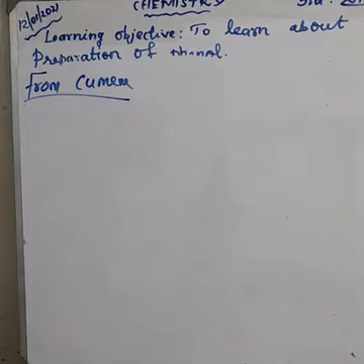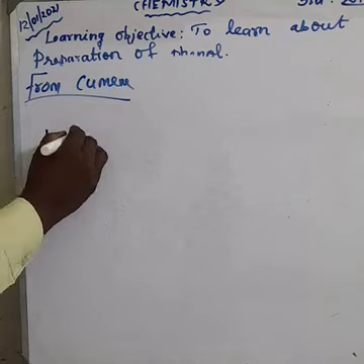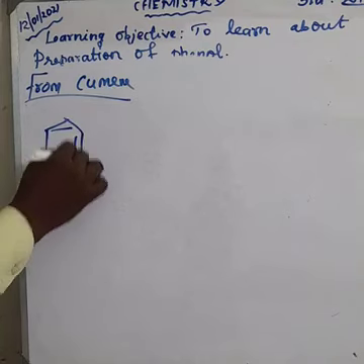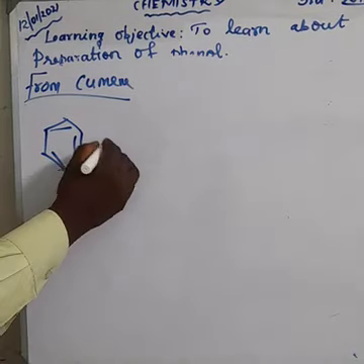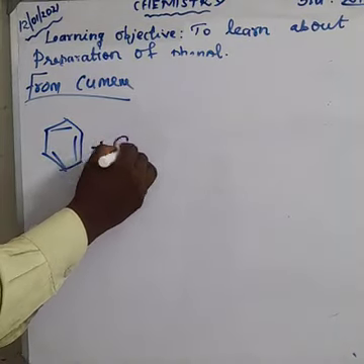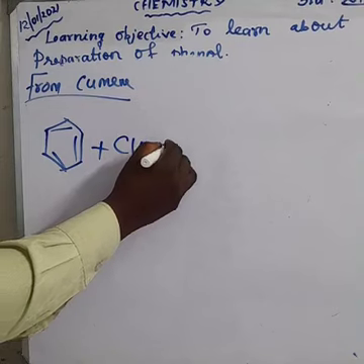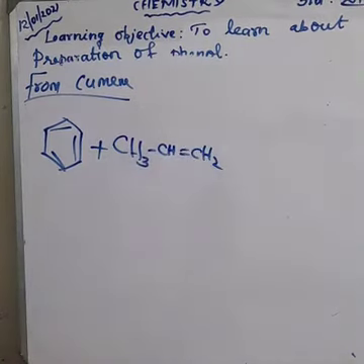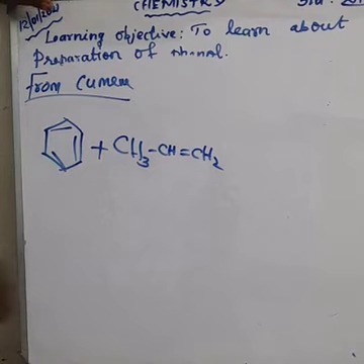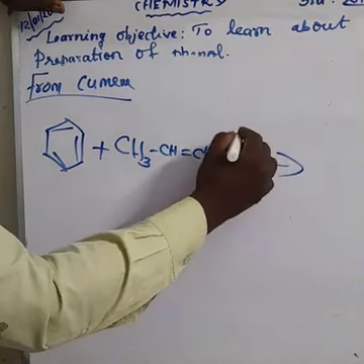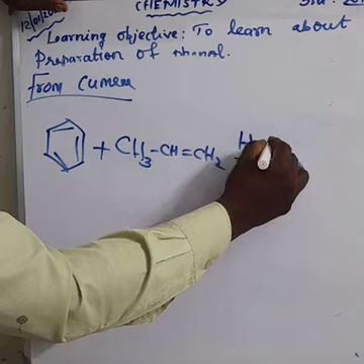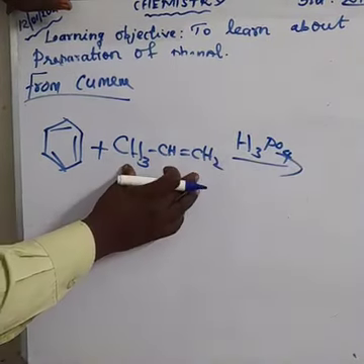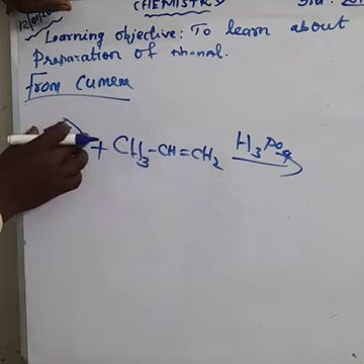Cumene: first you should draw the structure of benzene. Benzene reacts with propene. The formula is CH3, CH, double bond, CH2, propene, in the presence of H3PO4, phosphoric acid. This propene is attached to the benzene group.